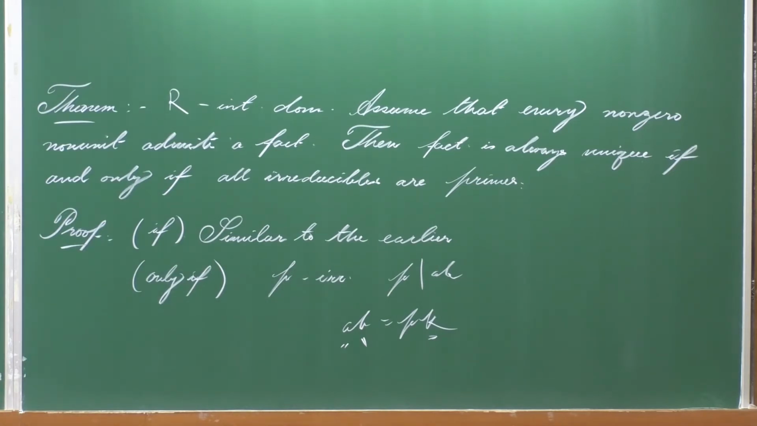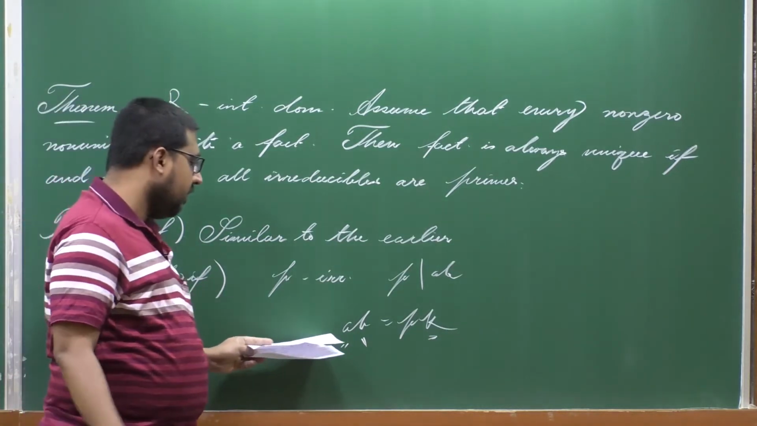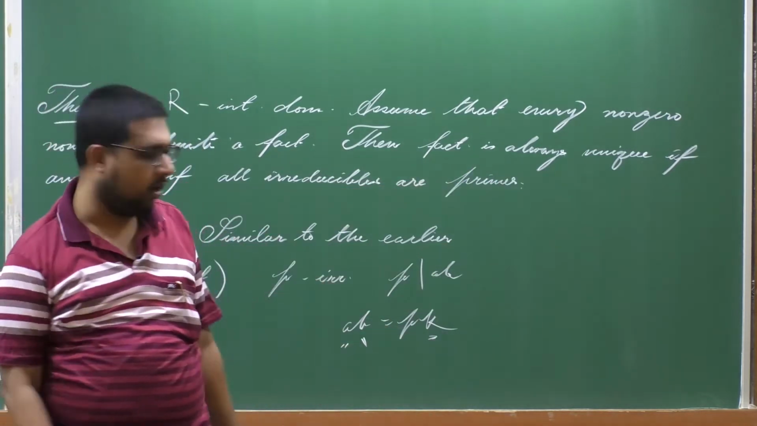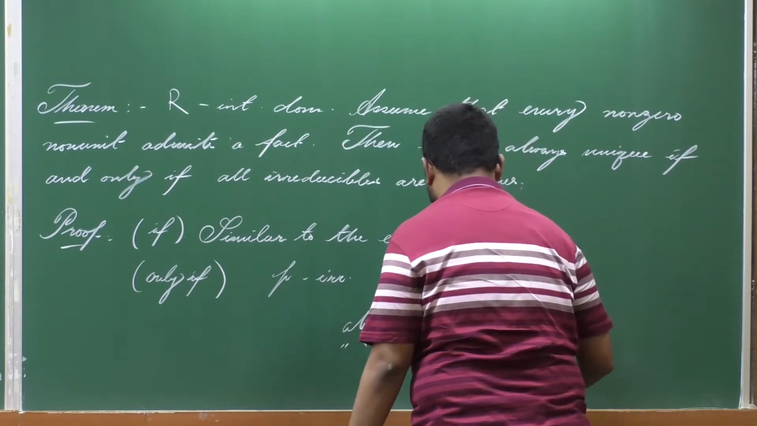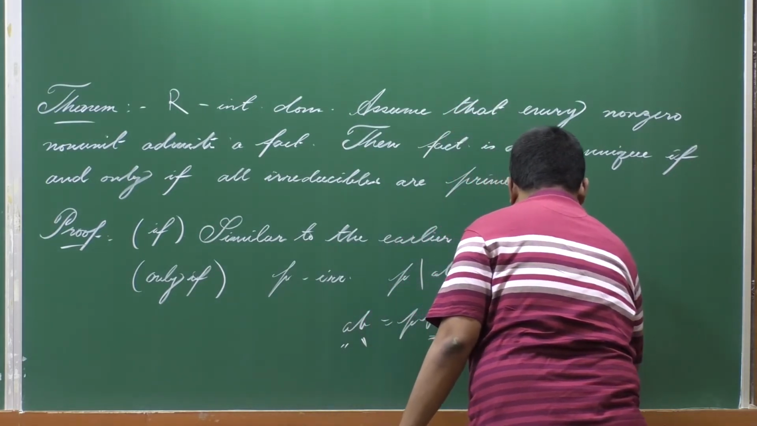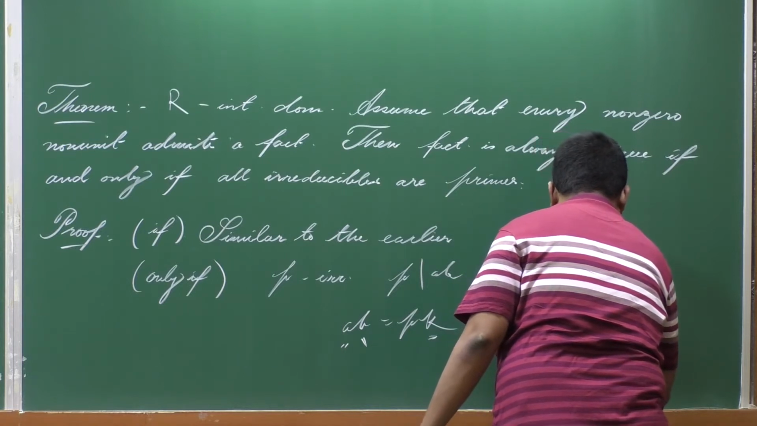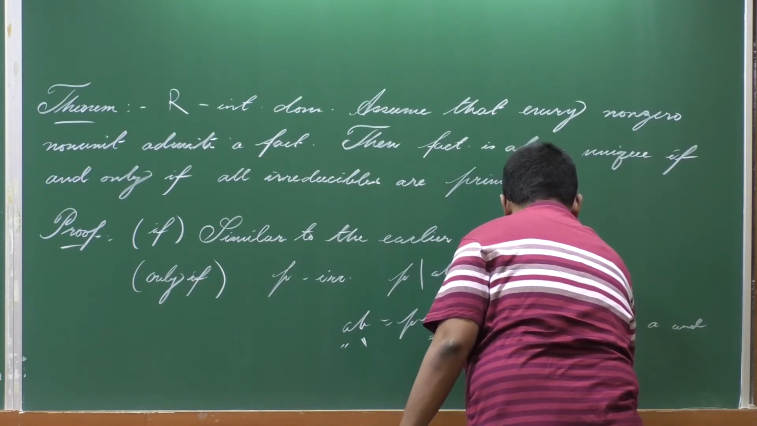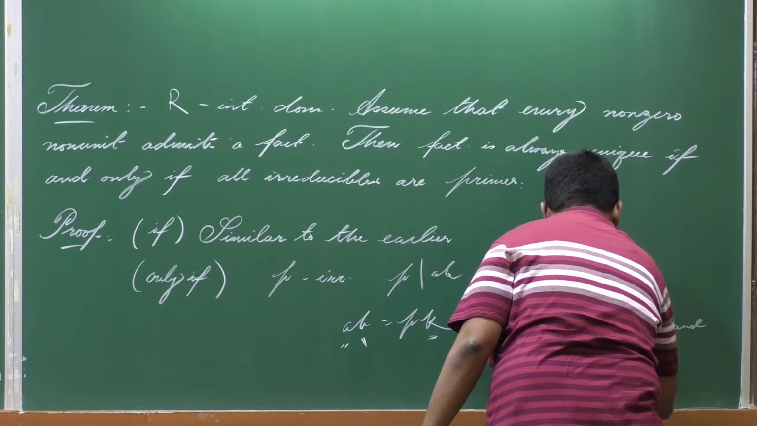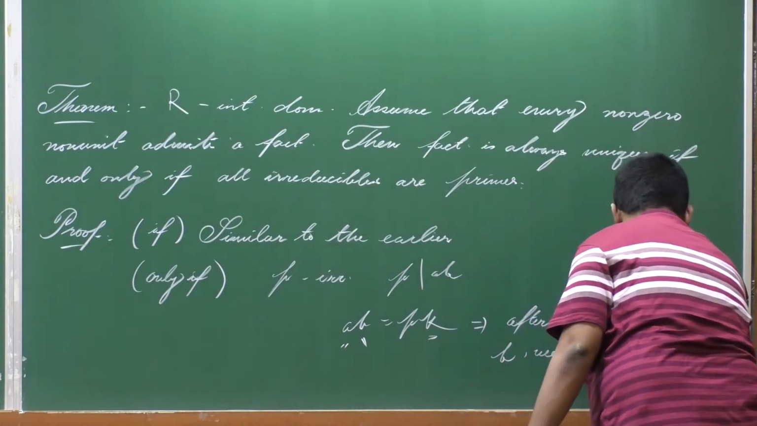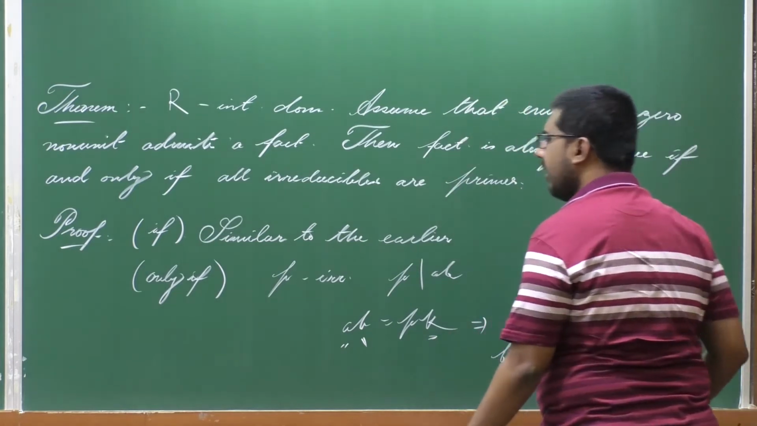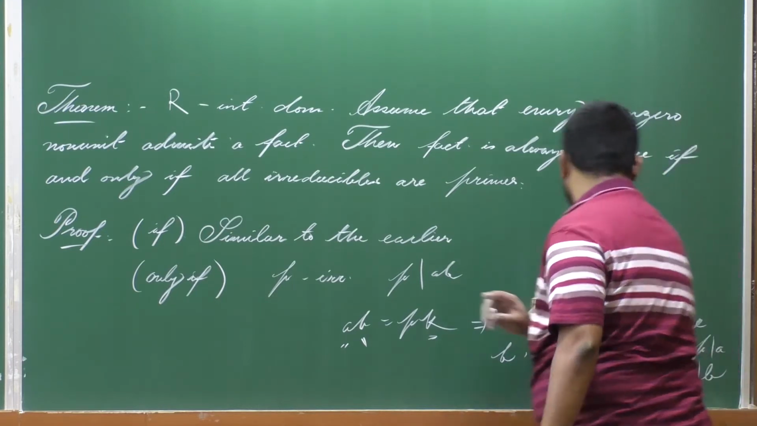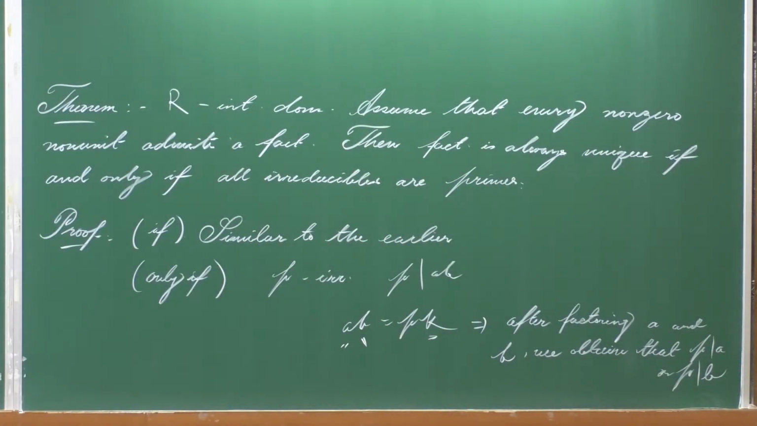and that means either P will appear in the factorization of A or it will appear in the factorization of B. Therefore, that forces P divides either A or B. So, after factoring A and B, this is what we have proved in generality, that P divides either A or P divides B. So, this is what we see in generality.